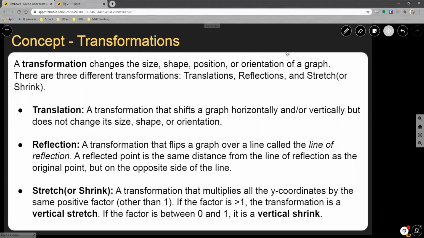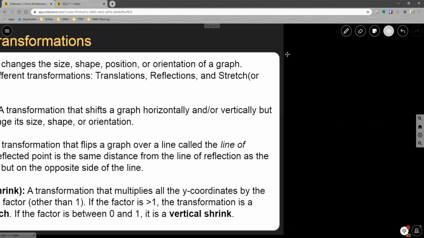So translation and reflection from geometry should sound familiar. Stretches and shrinks are going to be a little bit different. They're going to kind of work like dilations did in geometry. So first off, we've got a translation. A translation is something that shifts the graph horizontally and or vertically and does not change its size, shape, or orientation.